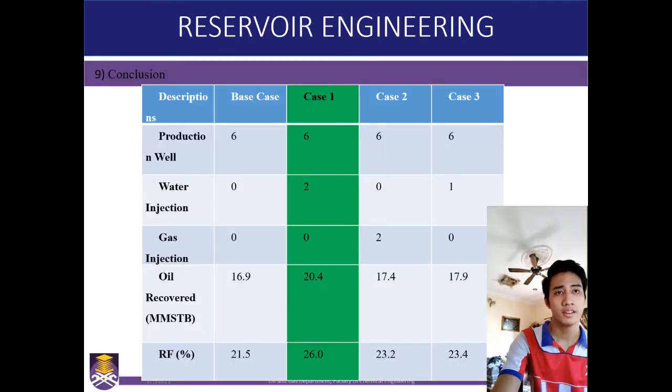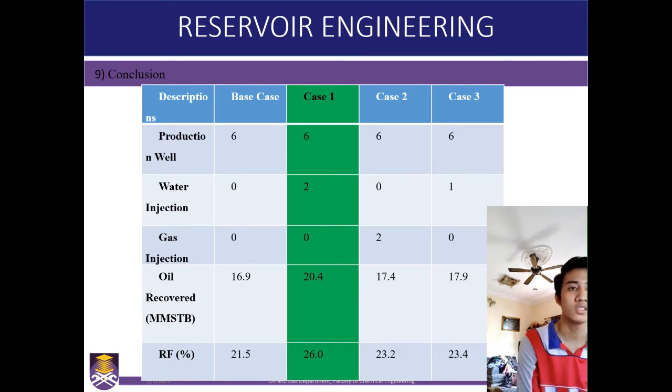And the conclusion, the classification of the reservoir is saturated reservoir and the oil produced are black oil with associated gas. For well planning, case 1 is chosen for its recovery factor of 26%, which is higher amongst all the other cases. And this table shows the overall summary of well planning.